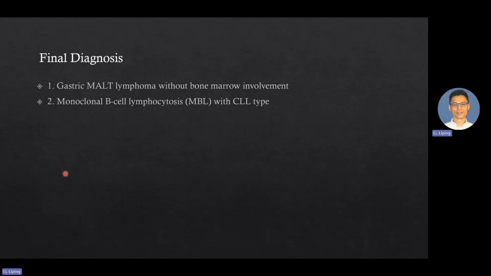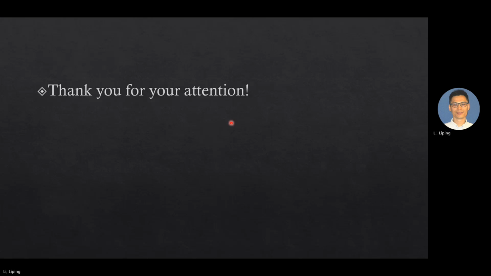So what does that mean? That means this patient has two diseases, and each disease has its own monoclonal process. So our diagnosis for this one is gastric MALT lymphoma without marrow involvement, and the bone marrow finding is just monoclonal B cell lymphocytosis. So I think that's it for this talk. Any questions?